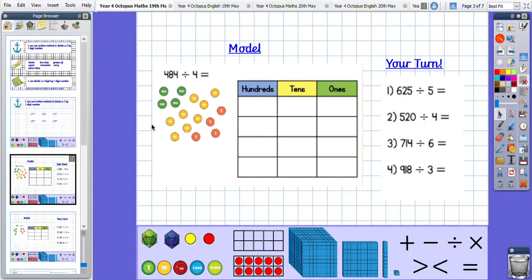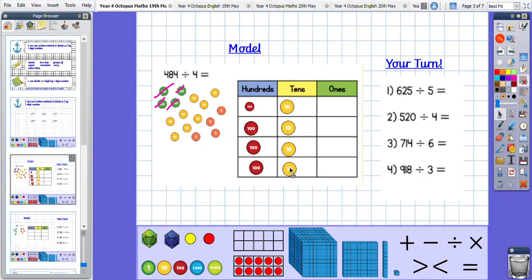So I have 4 hundreds, so I will use my hundreds from the bottom. 1, 2, 3, 4. And because I have used those, I can now cross them off. Okay, now I have 1, 2, 3, 4, 5, 6, 7, 8 tens. So I will use those from the bottom and share those equally. So 1 in each column, in each row, to start off.